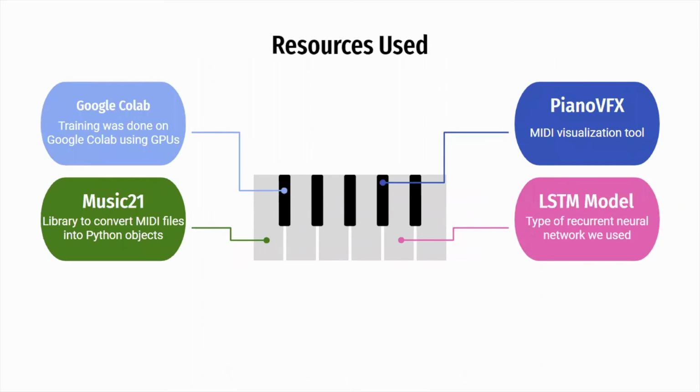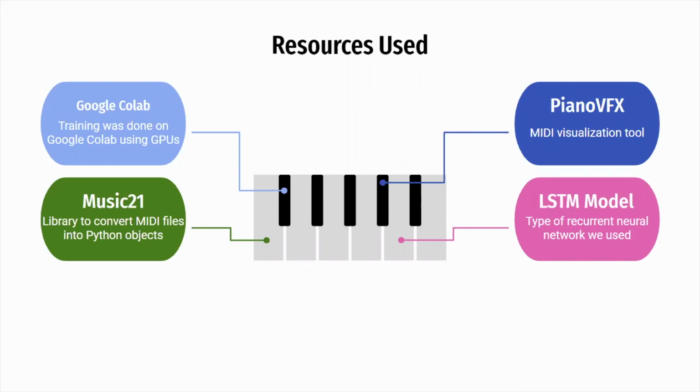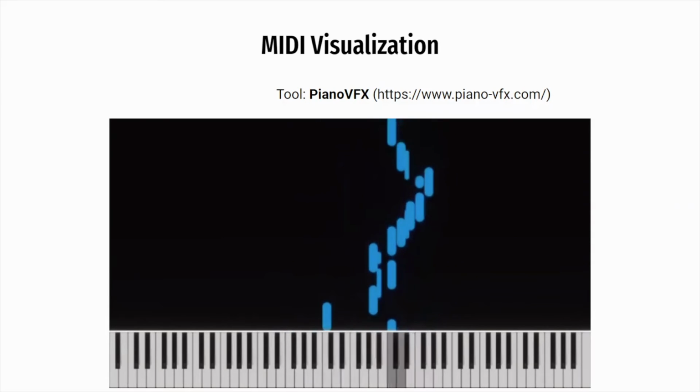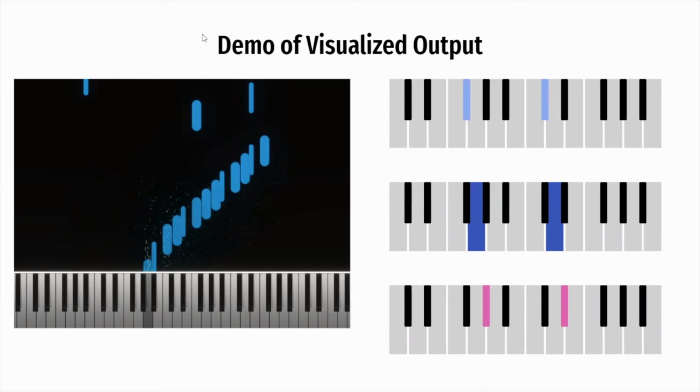Some of the resources that we used: we mainly trained on Google Colab, using local GPUs to accelerate the training process. Music21 was the library that we used to convert the MIDI files into Python objects that we were able to use with the LSTM, as you can see on slide 4. Piano VFX was the MIDI visualization tool that you saw before that played each note and showed the piano keys associated with each one. And the LSTM, or long short-term memory model, was a type of recurrent neural network that we used to train. Now we're going to have a demo of the visualized output using the VFX visualizer.